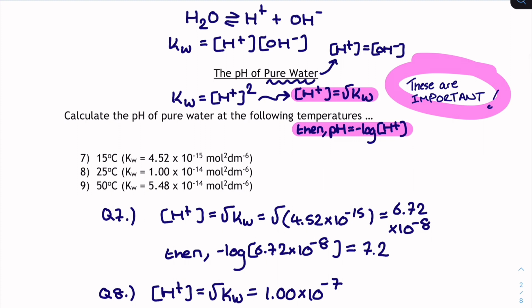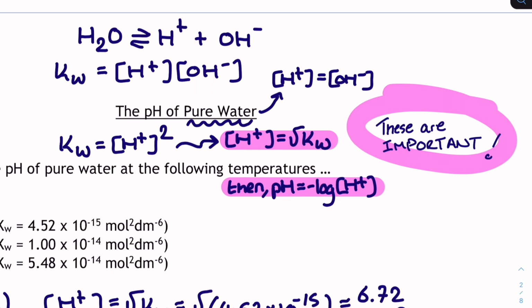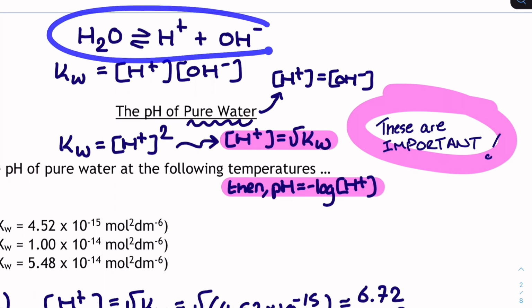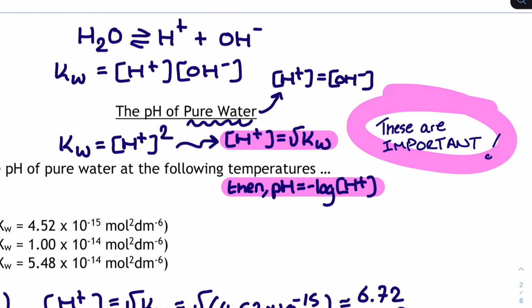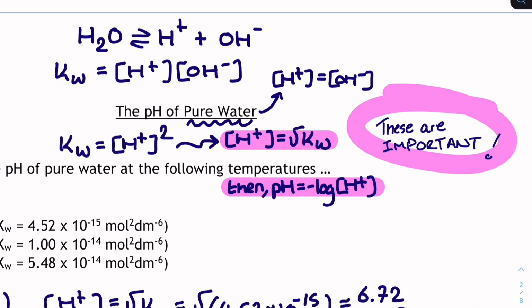Moving on then to the pH of pure water. Now, there's quite a lot to say here, so we've got to make sure we take our time with this. You'll notice there's an equilibrium at the top, just up here. Water dissociates according to that equilibrium to give me an H+ and an OH- ion. Now, to quantify that, we use this Kw expression here, which is referred to as the ionic product of water.